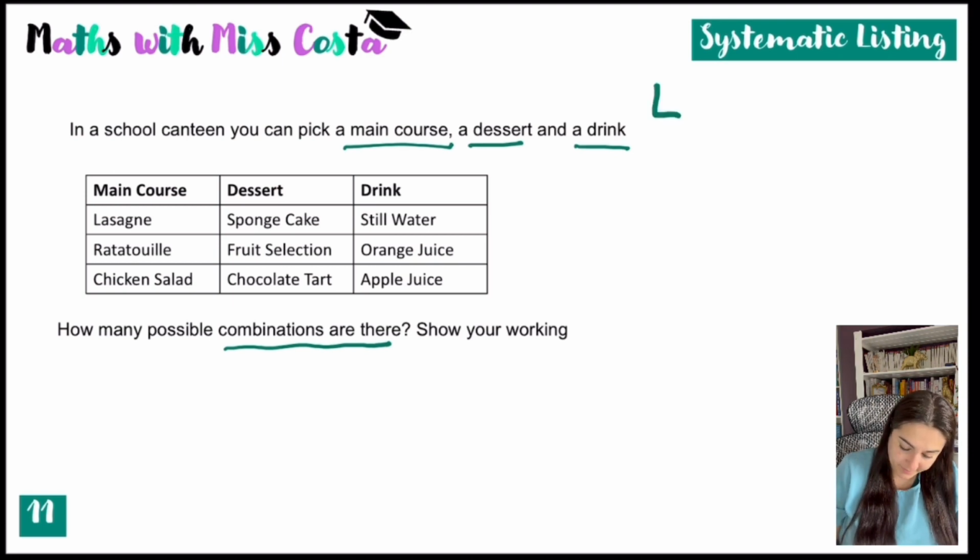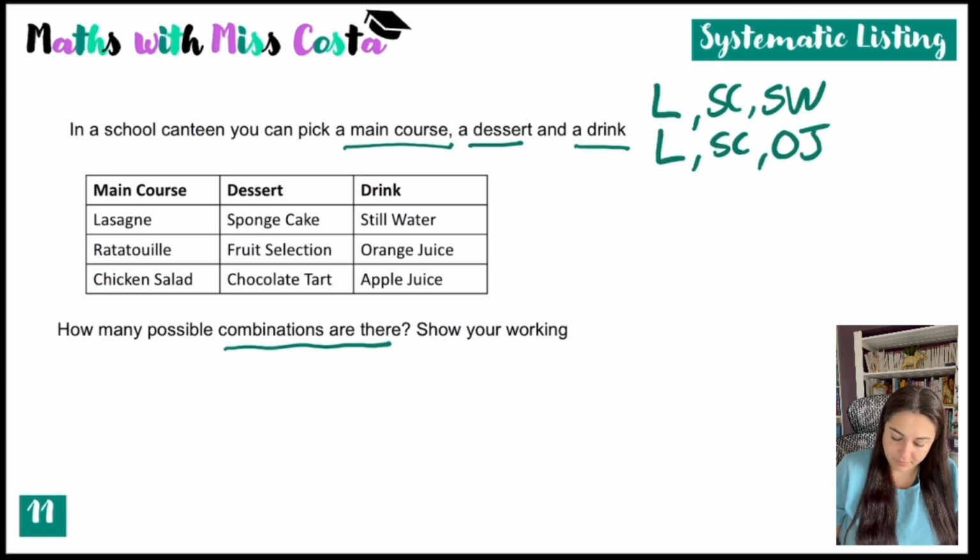So a lasagna. I can have a lasagna with a sponge cake and still water. I could also have a lasagna with sponge cake and orange juice. I could also have a lasagna with a sponge cake and an apple juice. So can you see I take this route and that route, and then I go to each route here. Now I've covered all my bases with the lasagna and the sponge cake.